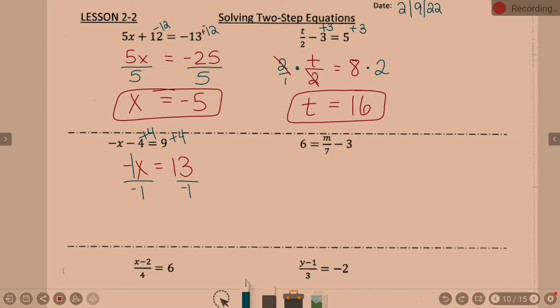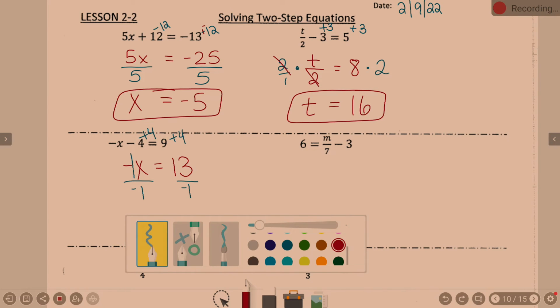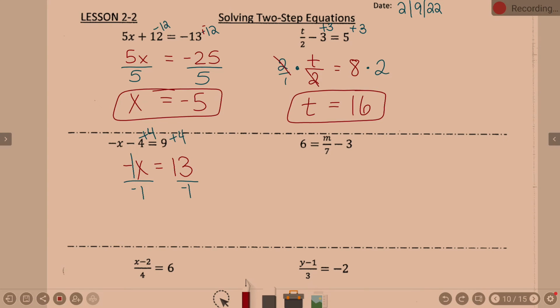No, there's no x over anything. So it's negative ones cancel, and I have x equals 13. x equals negative 13. 13 divided by 1 is 13. A positive divided by a negative is a negative. Okay? I'm trying to remember all the way up.